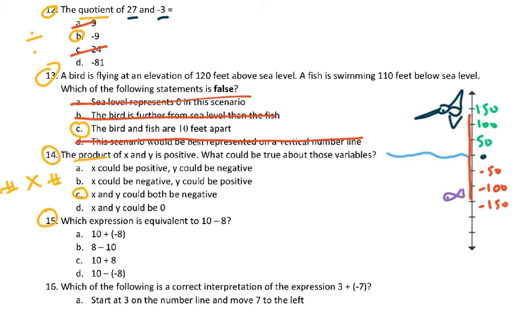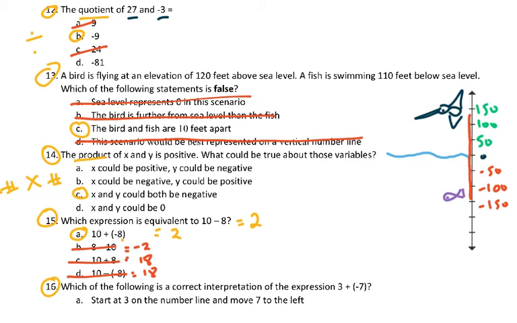For number 15, it says which expression, which number sentence is equivalent or equal to 10 minus 8. So let's just real quick do 10 minus 8. That's a quick way to do this. That's 2. And then we're going to go through all of our answers and see which one's equal to 2. So 10 plus negative 8, that does equal 2. Remember, plus negative is the same thing as minus. So we already can tell that it's A. But just to make sure, 8 minus 10 is negative 2. So it can't be B. 10 plus 8 is 18, so it can't be C. And 10 minus negative, that means plus. So 10 minus negative 8 is also 18, so it can't be D.